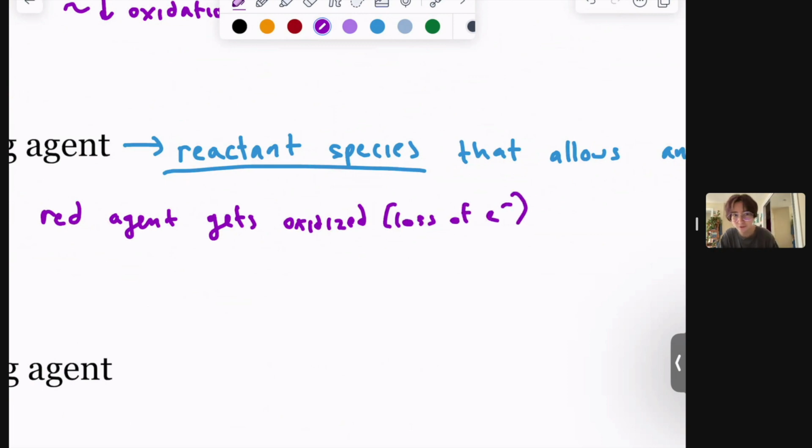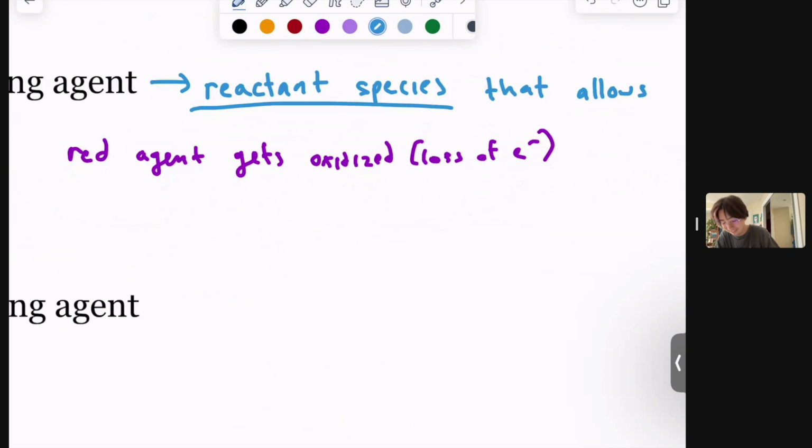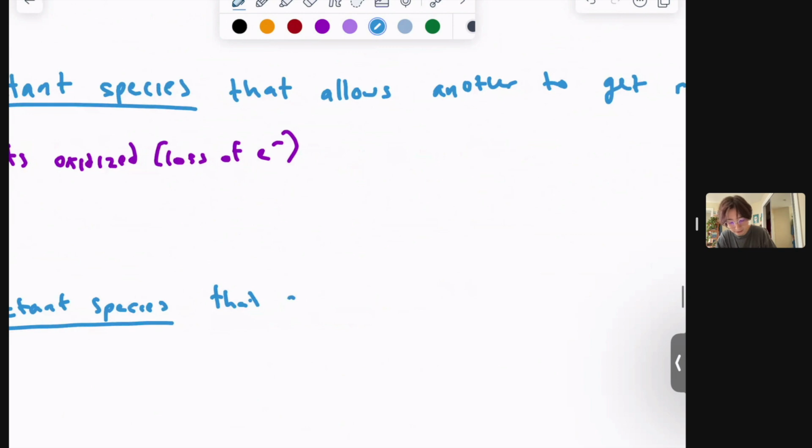Isn't that so fun? It's a lot of 3D chess in your brain to keep them straight, at least for me. So, you know, I get it if it's confusing. The oxidizing agent, therefore, is the reactant species that allows something else to get oxidized.